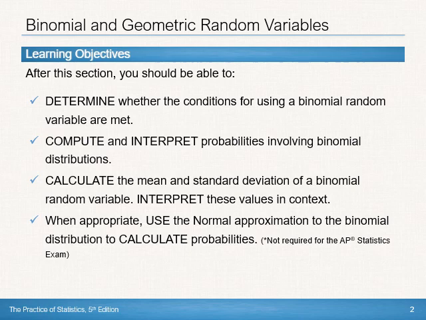We'll talk about its distributions. We'll talk about how to calculate the mean and standard deviations of those and how to interpret those. And then also we'll talk about when you can actually use a normal distribution to approximate a binomial distribution. A binomial distribution is discrete, but under certain circumstances, we can approximate it with a normal distribution. And normally that's going to be easier to do.